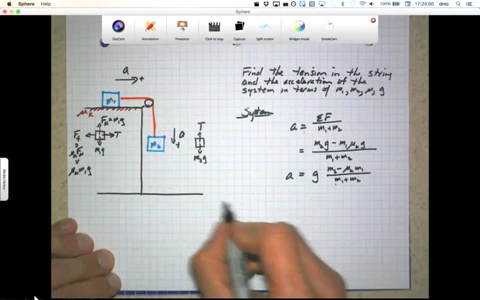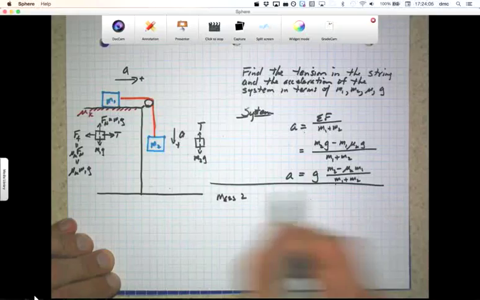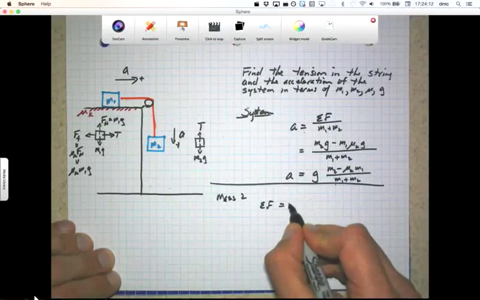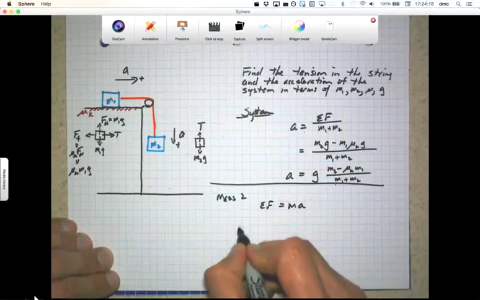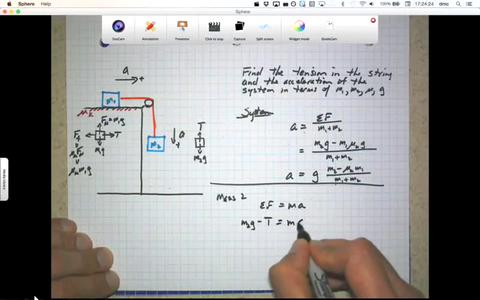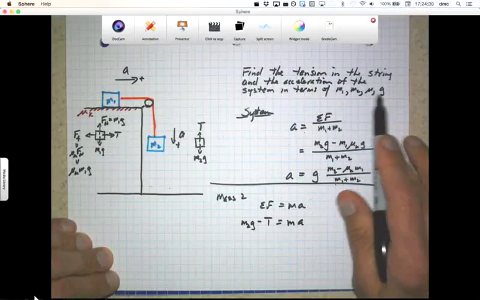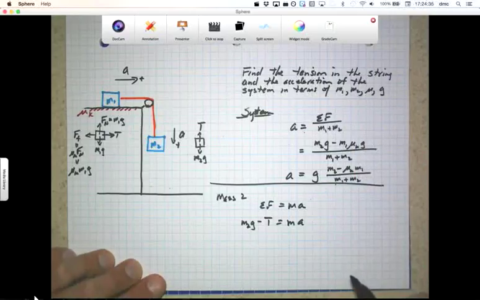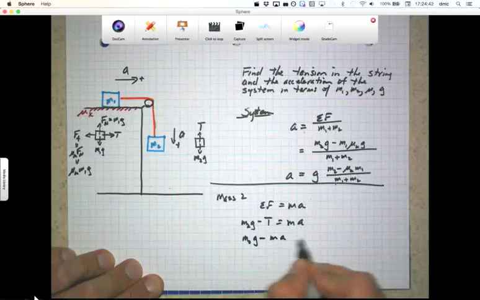So let's see here. For mass 2, now, not the entire system, just mass 2, the net force acting on it is equal to its mass times the actual acceleration. And the net force in this case is m2g minus the tension, equals m2 times a. And I actually have to use this whole big expression up here for a, because there's nothing in terms of a that we can leave our answer. The answer has to be in terms of m1, m2, mu, and g. Which means, solving for T, T is going to equal m2g minus m2a.